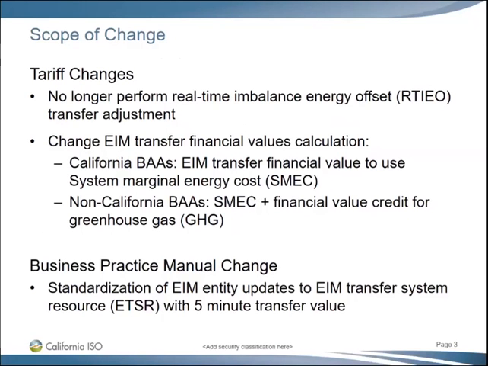For each EIM BAA, the EIM real-time imbalance energy offset shall calculate the EIM transfer total financial value as EIM transfer financial value at SMEC plus GHG financial value credit for both the FMM and the real-time dispatch. There's also going to be a business practice manual change covering the standardization of EIM entity updates, the EIM transfer system resources, the ETSRs, with 5-minute transfer values. I know that James has been working on that, so we'll talk about that a little bit later, and he can take you through where we're at with that process.